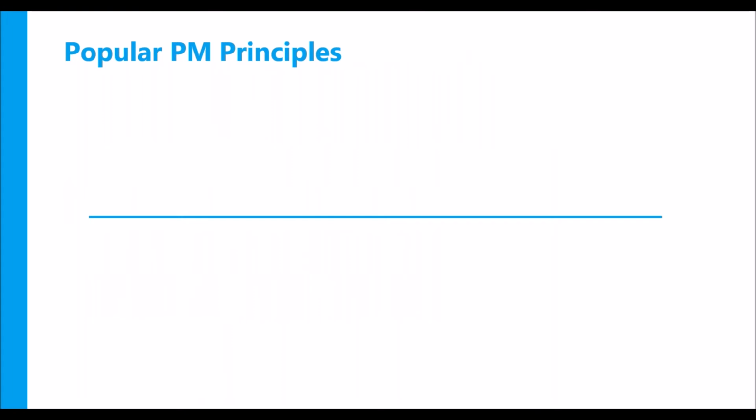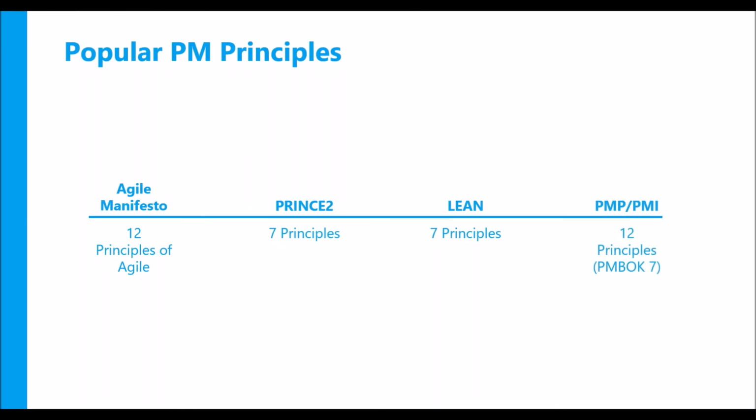Now we'll come to the core of the subject, project management principles. There are dozens of popular project management principles. We have our Agile manifesto itself, with 12 principles underneath it. We have our PRINCE2 principles, 7 of them. We have Lean principles, 7 again. And with the recent edition of PMBOK from PMI, we have 12 principles. Seems like 12 and 7 are the magic numbers, but these are some popular principles.